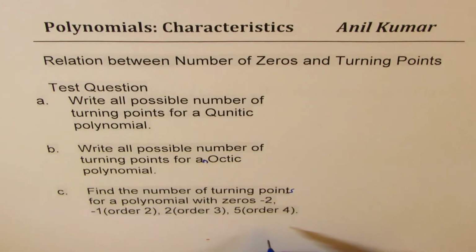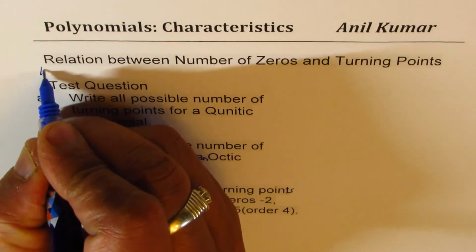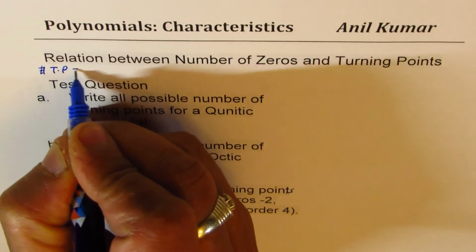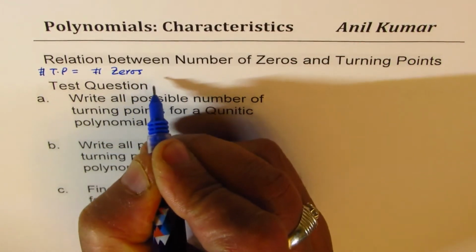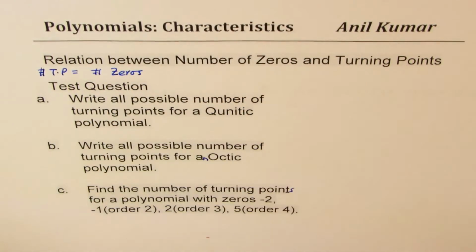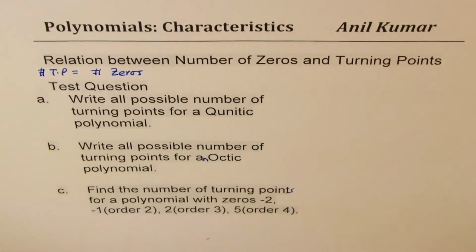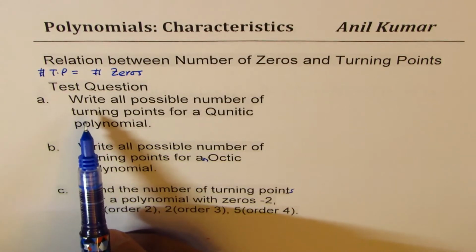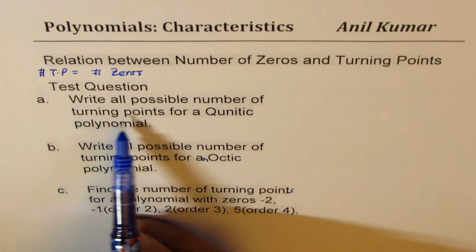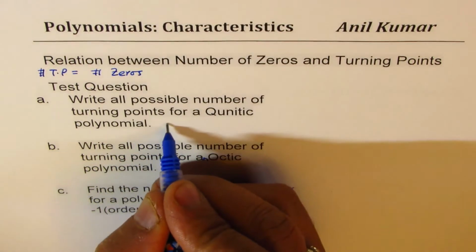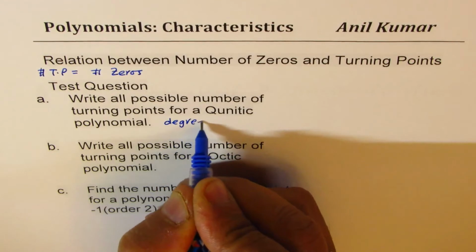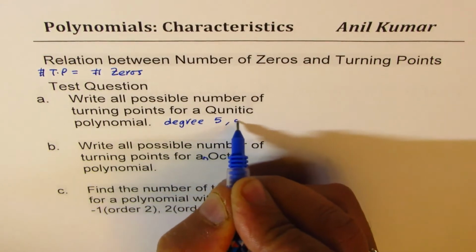Now in this particular video, we are going to also derive a formula which will relate number of turning points with number of zeros. So that is what the idea is. I'll write down the formula at the end of this part. Now let's begin answering these questions one by one. Write all possible number of turning points for a quintic polynomial. Now quintic means degree 5. Degree 5 means odd, correct?